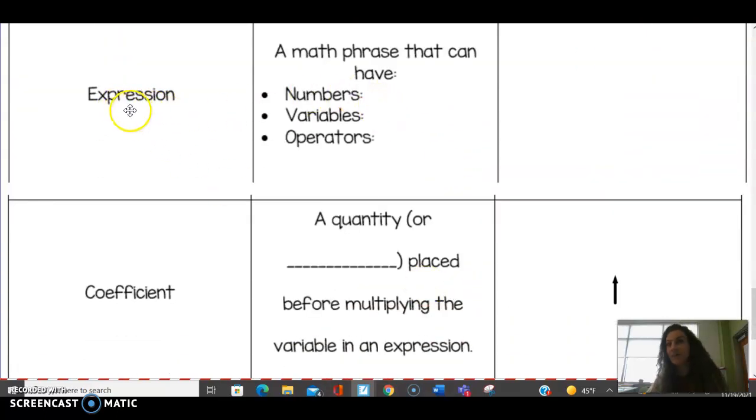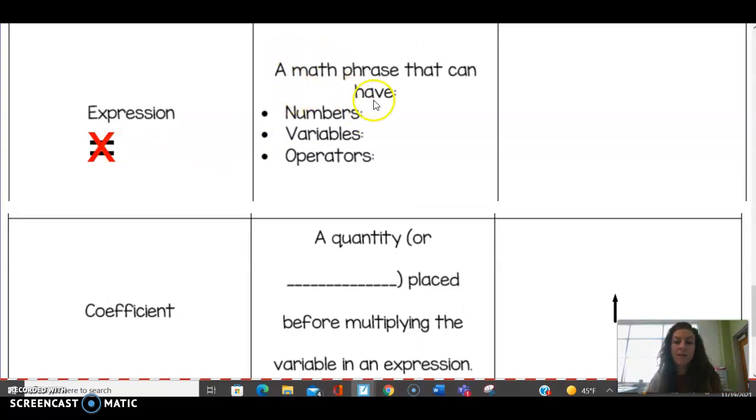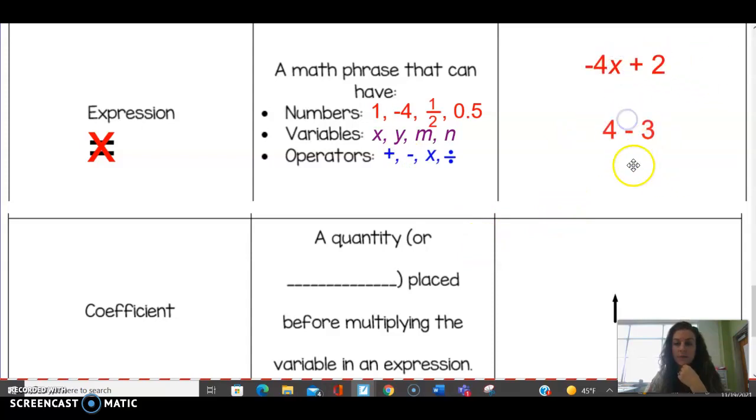Expression does not have an equal sign. I used to remind myself of that by thinking the x was crossing off the equal sign. So it's a math phrase, like an incomplete sentence. It can have numbers, like 1, -4, half, 0.5. It can have variables, which are letters that represent numbers, and then operators, like plus, minus, multiplying, and dividing. So here are some examples of expressions. Again, it's not balanced. It doesn't have the other side, the answer, the equal.